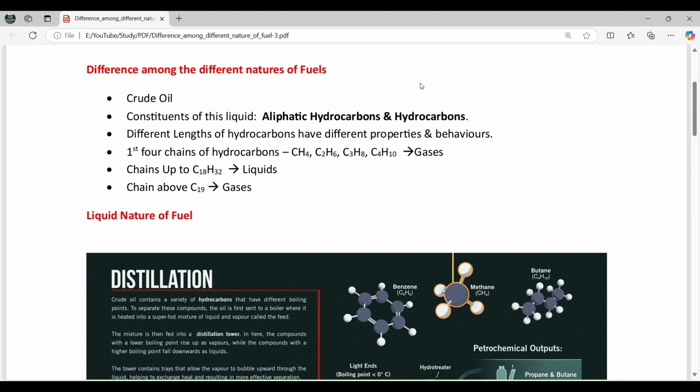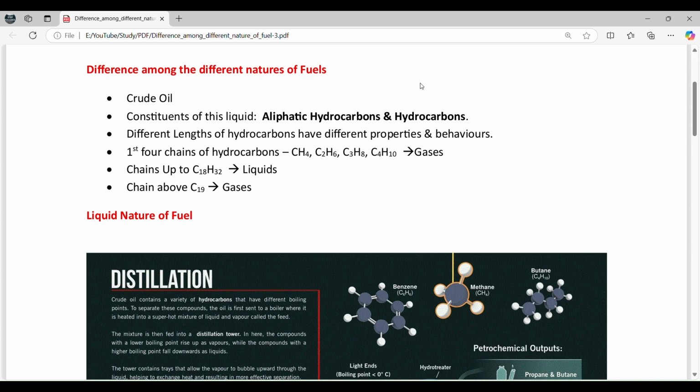the ground, and this crude oil is also known as a black liquid. The constituents of this liquid are aliphatic hydrocarbons, or just hydrocarbons. Hydrocarbons are composed of hydrogen and carbon, wherein the carbon atoms link together in chains of varying length, like C2, C3, C4, C5 in a similar way.